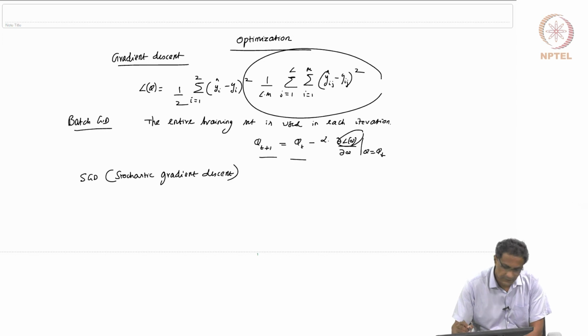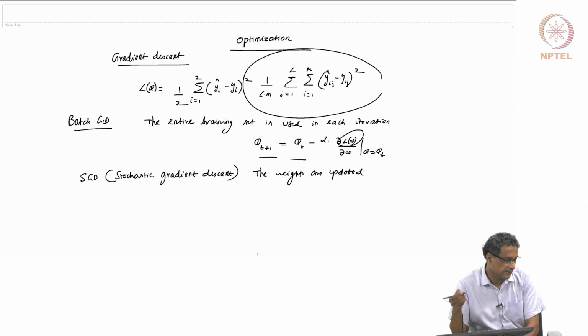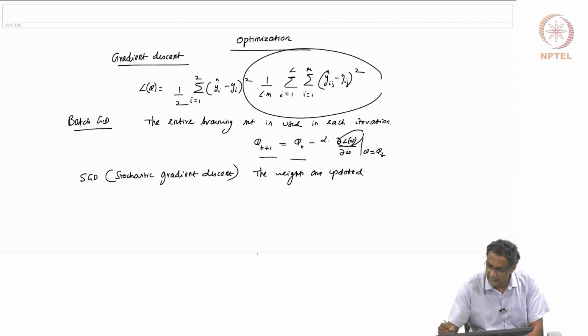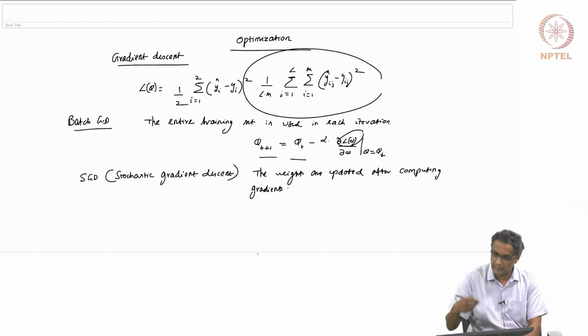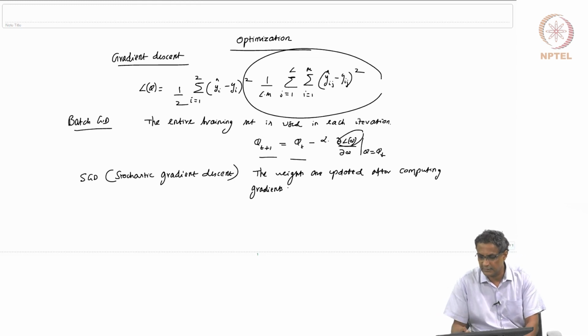Here the weights are updated. Updated means every iteration. Whenever we say update, we mean after computing gradients for every training sample. That means in this equation you will take just one example, compute the error, and then update the weights. That will be one iteration.